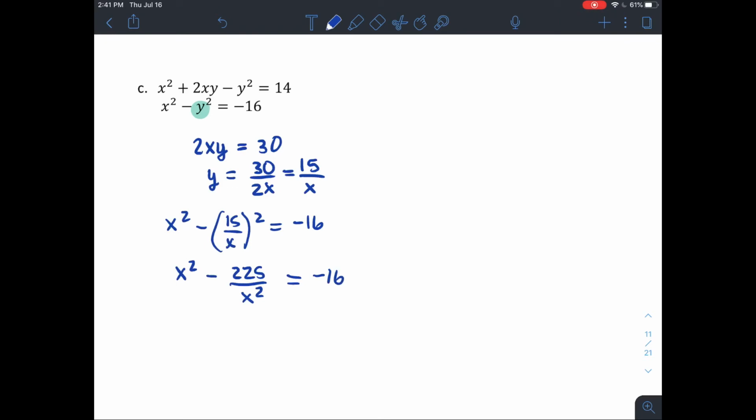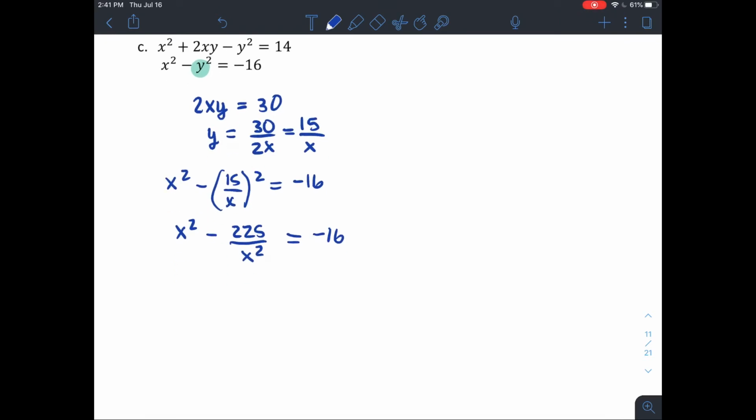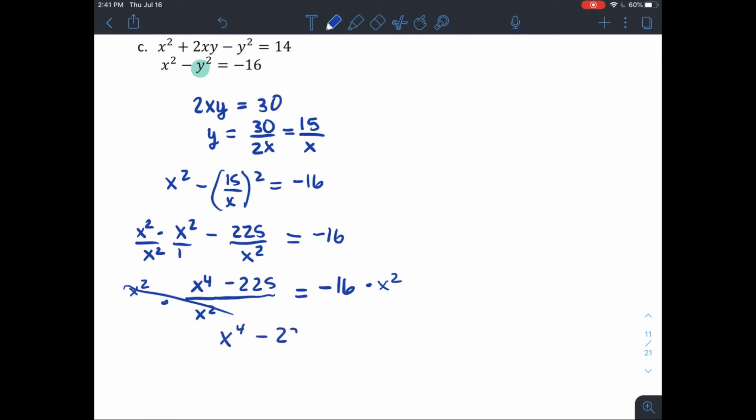And there's a couple different ways that you could do this. You could get a common denominator by multiplying x squared by x squared over x squared, which is actually, I think, what I'm going to do here. Or you could multiply the whole equation through by x squared. So I got a common denominator and then wrote it as a single fraction. And now, if my left-hand side's all over x squared, I'm going to undo that division by multiplying both sides by x squared. So we're going to end up with x to the fourth minus 225 equals -16x squared.